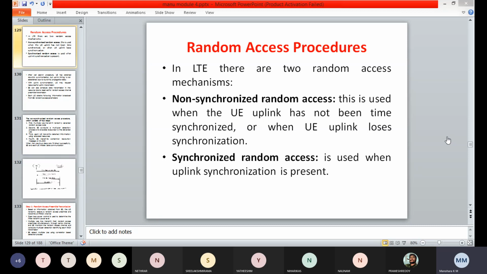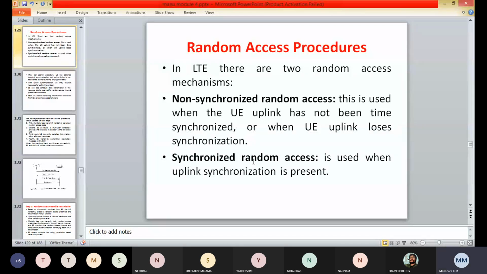So today we'll study the random access procedures. Here, in order to be synchronized with the network, the user equipment uses the random access channel procedures. Suppose a user equipment wants to access the network. First it will try to attach or synchronize with the network.